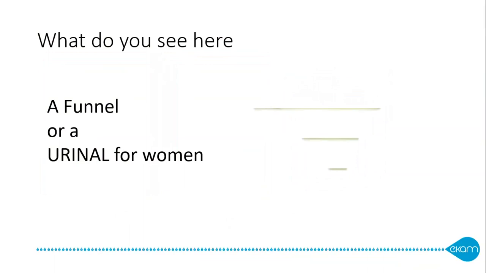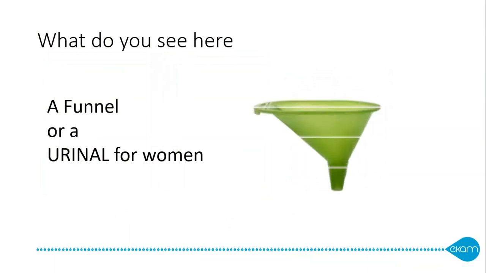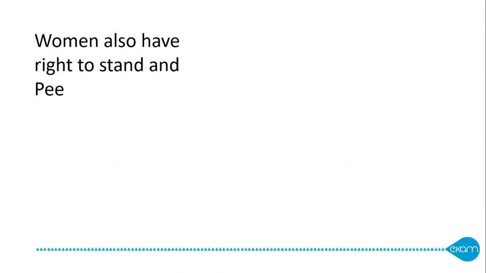Now I'm just showing a picture here. What do you see here? It's a funnel, a funnel for filling liquid. But why can't we look at similar things for a more meaningful application? When we say men can stand anywhere and pee, why can't women stand and pee? They can, but how?